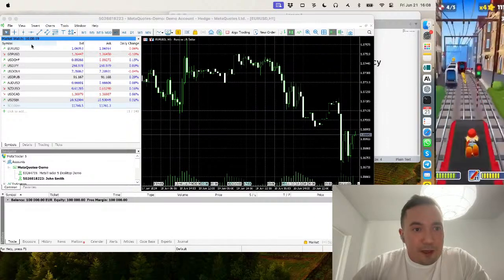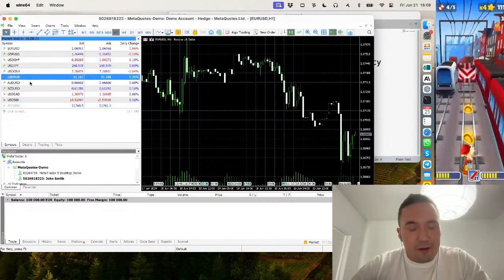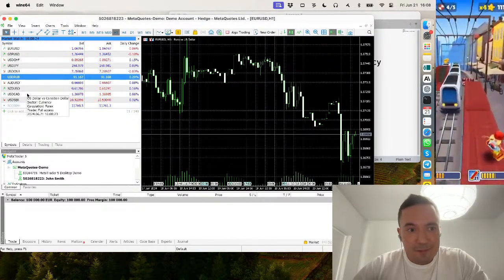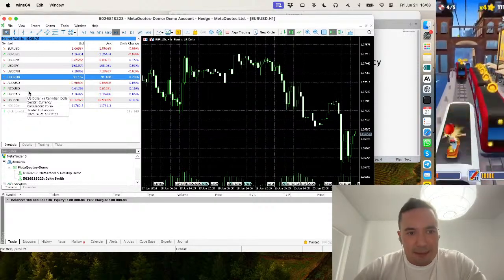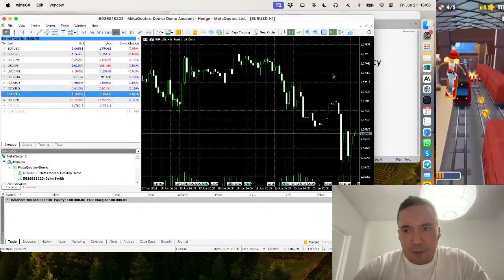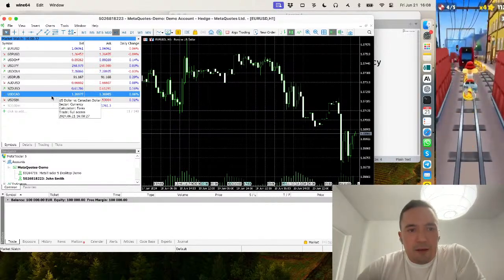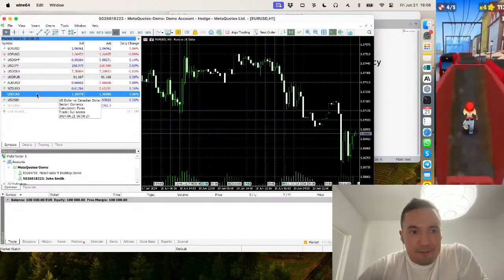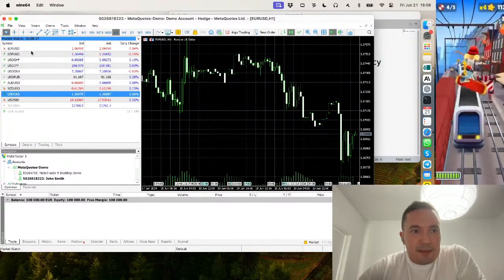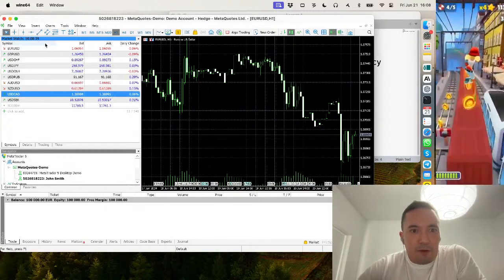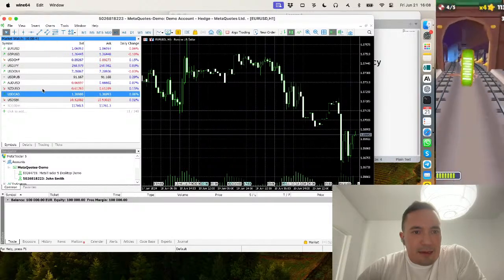So, what are instruments for? It's an instrument for trading. An instrument or a symbol is something that you can trade. A trade means buy or sell. So any of these instruments we can buy or sell in the trading terminal.